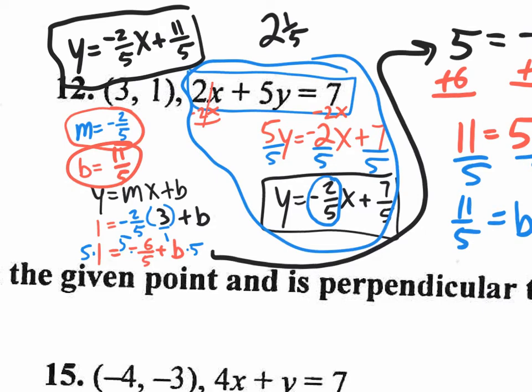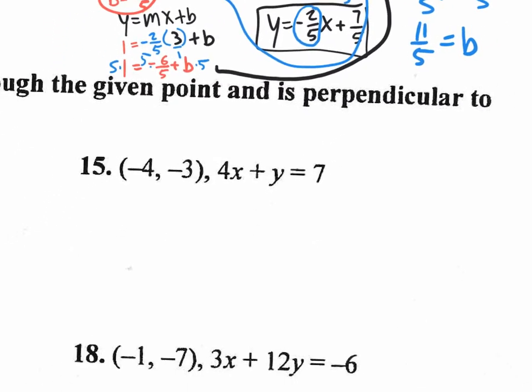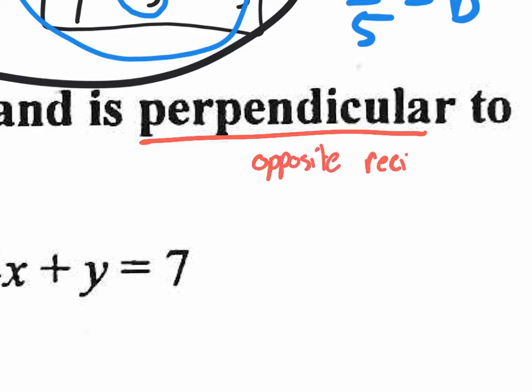Now, the first half, they tell you parallel, which means you have the same slope. The second half, they tell you perpendicular, okay? And perpendicular means that your line is not going to have the same slope. It means that it's going to have opposite reciprocal m values.